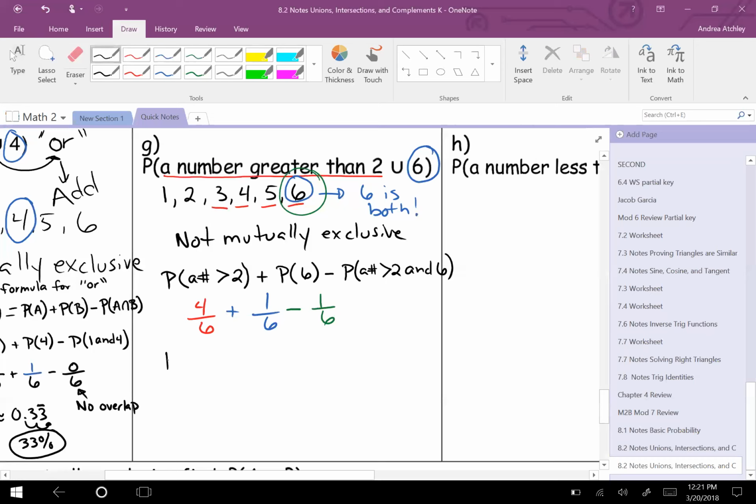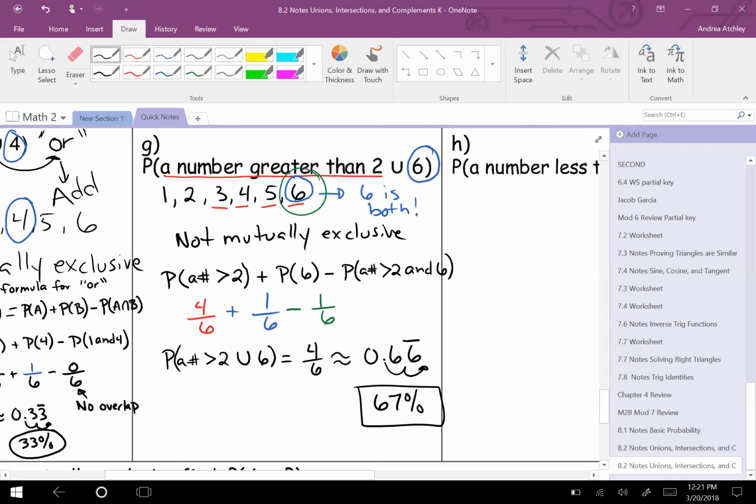So the probability of a number greater than 2 or a 6 would equal 4 plus 1 is 5, minus 1 is 4. So 4 out of 6, which is about 0.66 with a line above it. I move my decimal over twice, so that'll give me 67%. Any questions over that? We're all good? Okay. You guys do the next one.